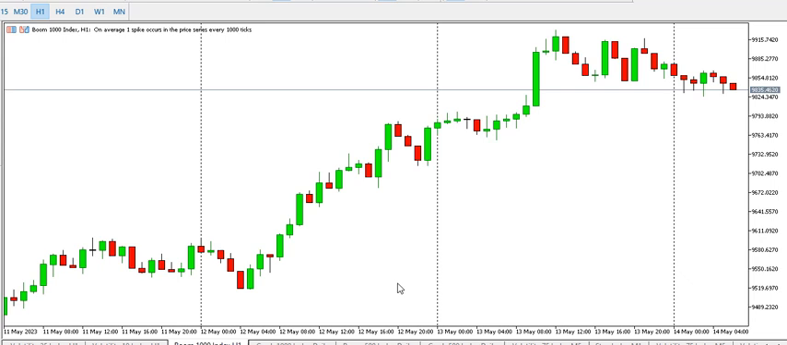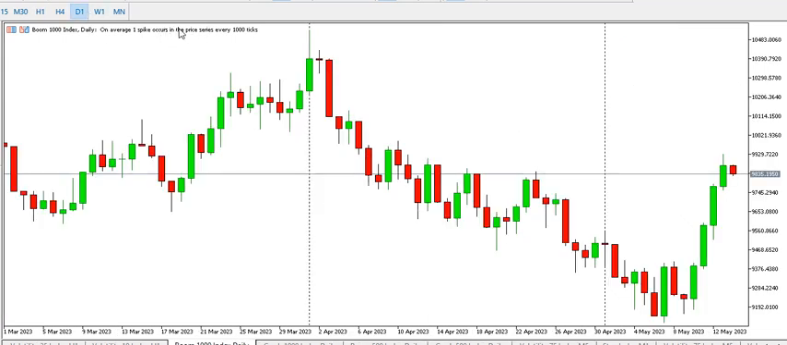Today we'll be looking at how we can scalp boom index and crash index on the lower time frames. But before we go to the lower time frames, we'll look at what has happened on the higher time frame. I'm on boom 1000 index daily. Let's go to the daily time frame.